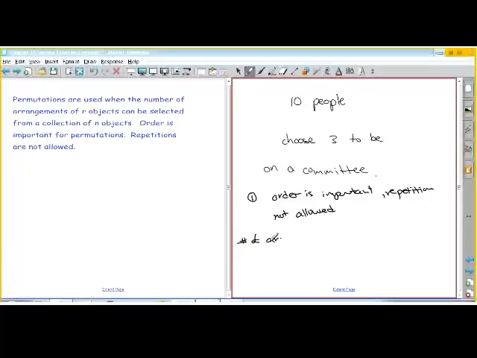So I know that the number of arrangements where order is important for this case is 10 factorial divided by 7 factorial, or we could just say it's 10 times 9 times 8. 720. There's 720 different ways to pick 3 people where order is important. Now, how do you remove the order? Well, once you have 3 people, whether they're chosen first or last doesn't make any difference.